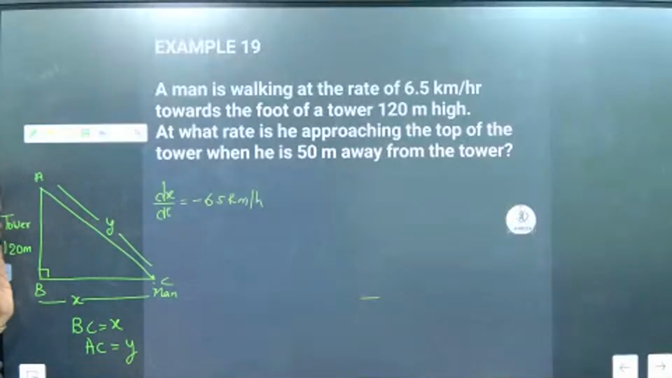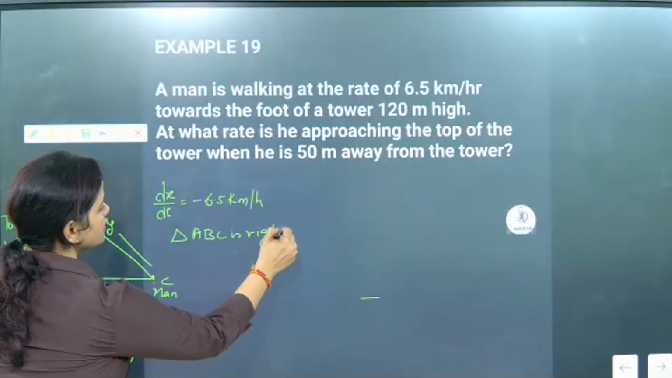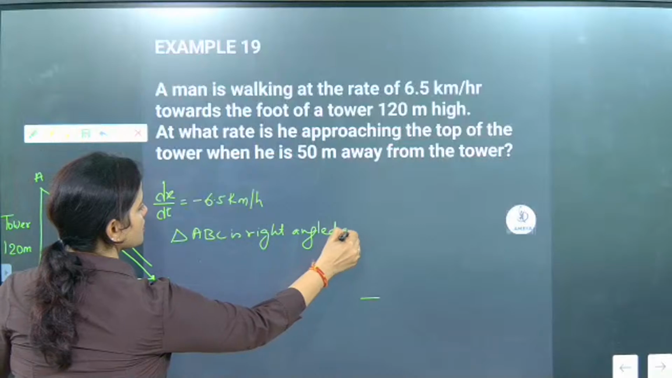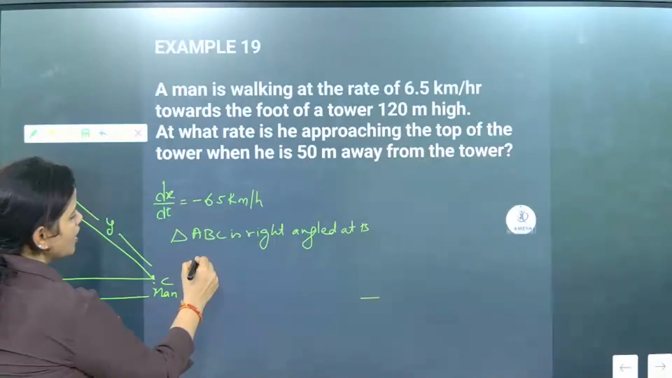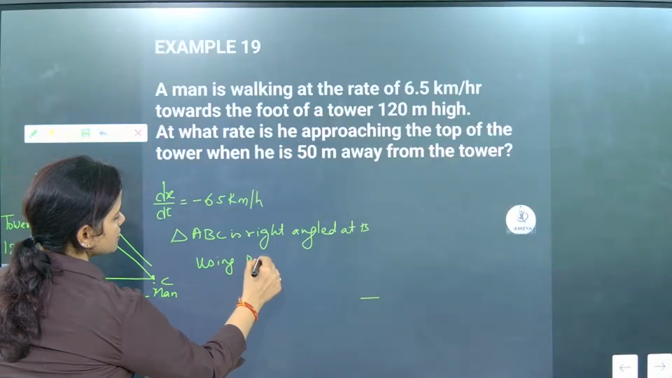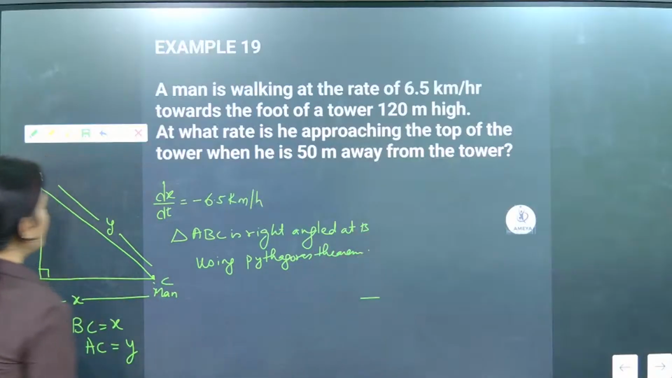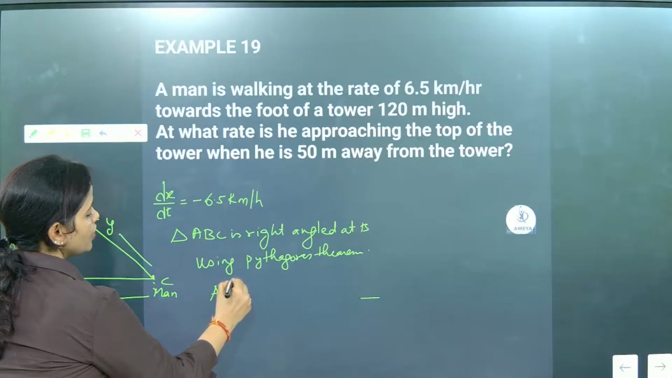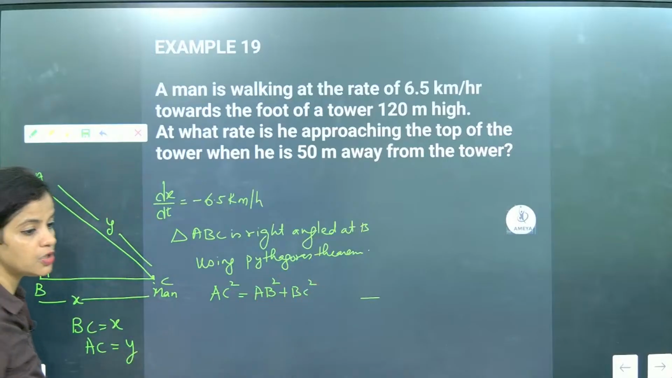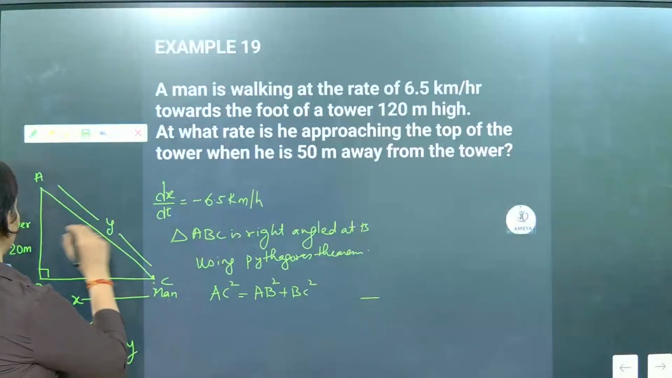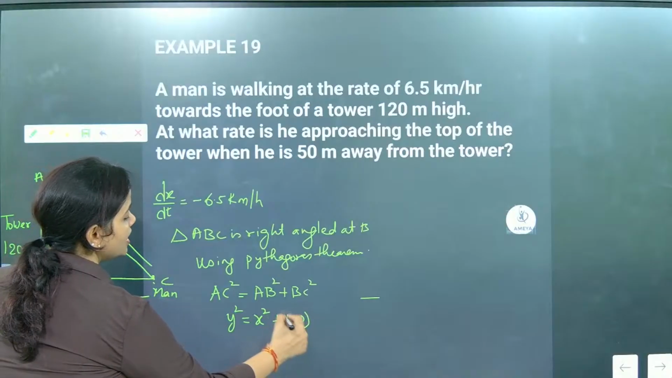Now beta, because it is perpendicular, triangle ABC is right angled at B. So we will use the Pythagoras theorem here. Using Pythagoras theorem, this part will become what? The hypotenuse. So AC square will be equal to AB square plus BC square. Don't jump to conclusions and write anything. Just write the variables here. Trust me. You just write y square is equal to x square plus 120 whole square beta.